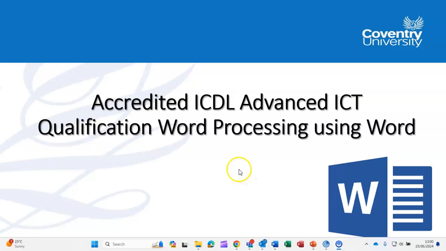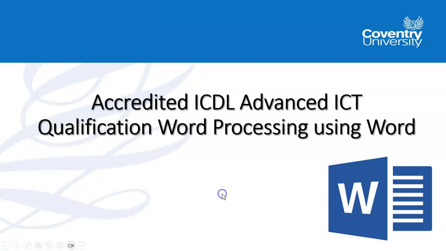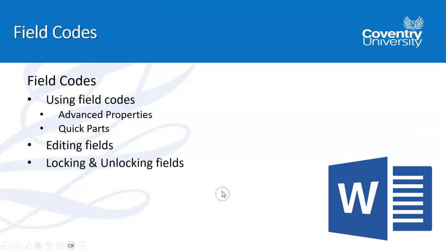This is a video that covers part of the syllabus of the ICDL Advanced Qualification Word Processing, using Word 2016, though we can also use Office 365 to follow along. The area we're going to look at in this video is field codes: using them, editing them, and locking and unlocking fields. So quite a bit, looking at the Quick Parts.